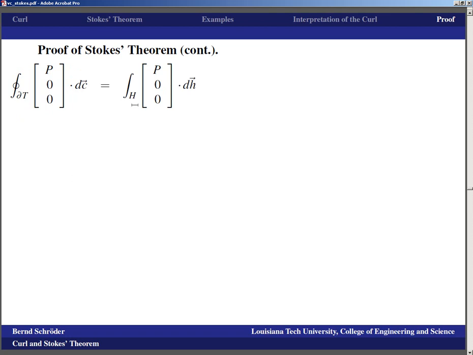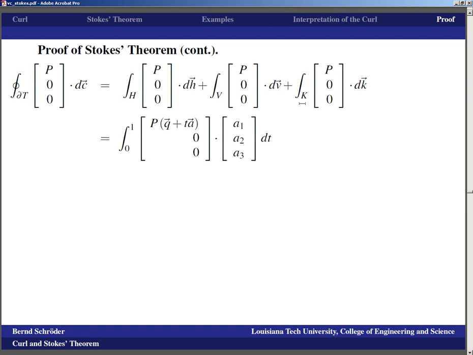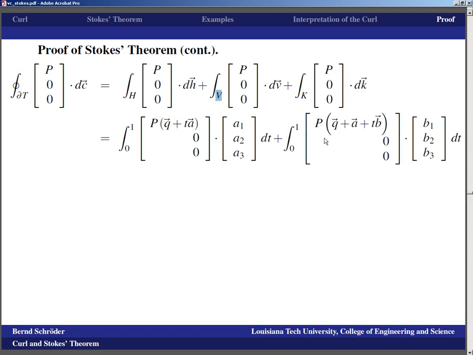of the vector field (P, 0, 0) along the segment h plus the integral of (P, 0, 0) along the segment v plus the integral of (P, 0, 0) along the segment k, which, as we parameterize it, is the integral from 0 to 1 of P of the parameterization of the segment h, which was q plus t times a, dot the dh, which we knew was a dt, so it's (a1, a2, a3) dt, where the vector a is (a1, a2, a3). Similarly, we get for the second integral that this is the integral from 0 to 1 of P evaluated at the parameterization of v, which was q plus a plus t times b, and then the dv is b dt, and b is (b1, b2, b3).